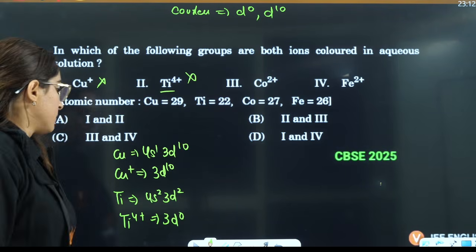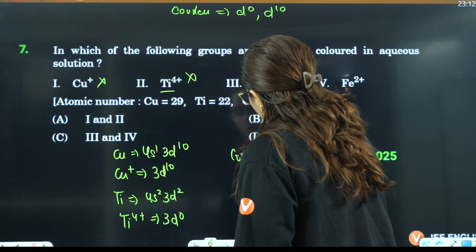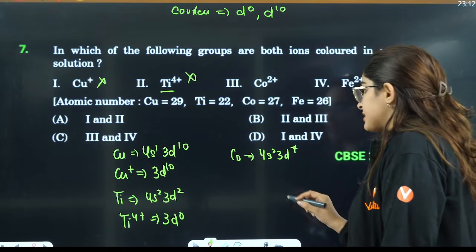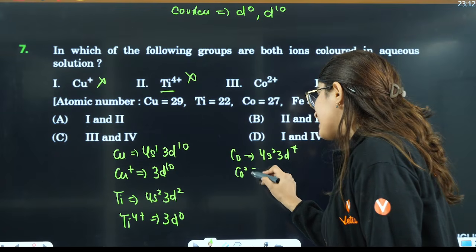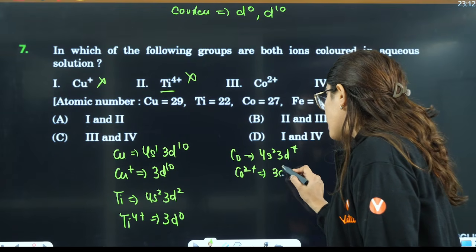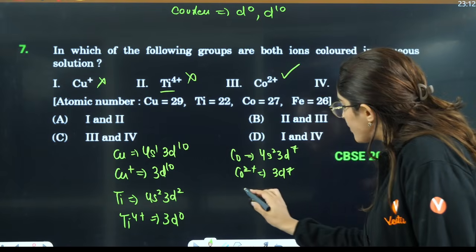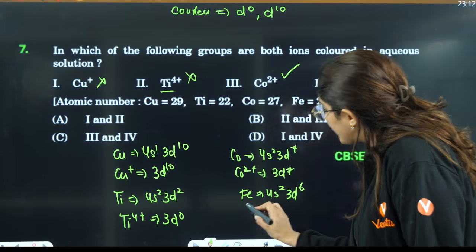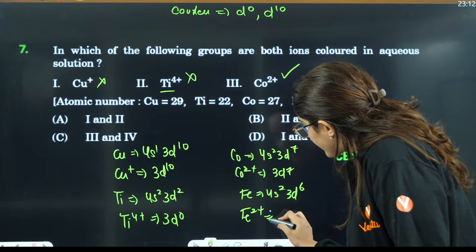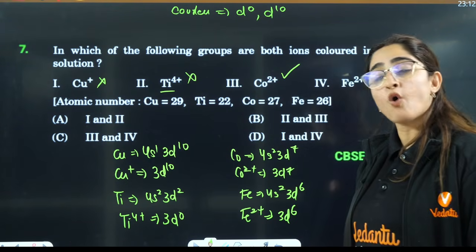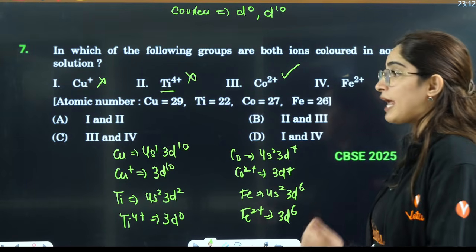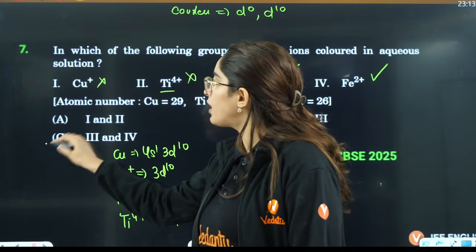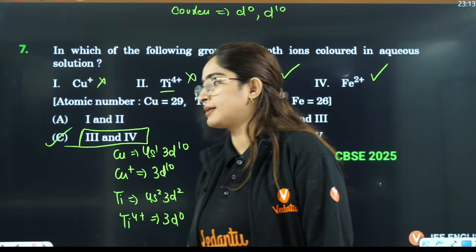What about this? Cobalt is 4s2 3d7, it is 27. You take out 2 electrons, it definitely has unpaired electrons, so this is going to be colored. What about iron? Iron is nothing but 4s2 3d6. You take out 2 electrons, it becomes 3d6. It is not empty, it is not fully filled, so that is also colored. So third and fourth are your colored compounds here, right?